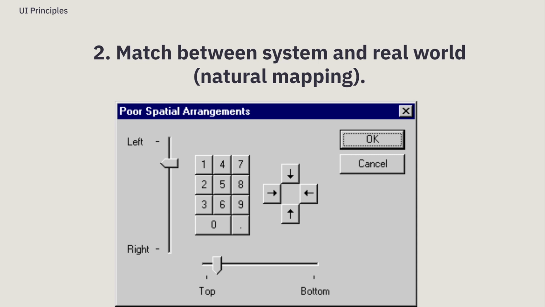The second is to make sure that you are creating a match between the system and the real world through natural mappings. An example here, you can see how awkward it is if the vertical slider is arranging left and right options, or when our arrow keys are positioned to point the opposite direction.